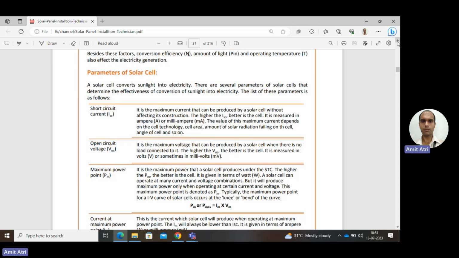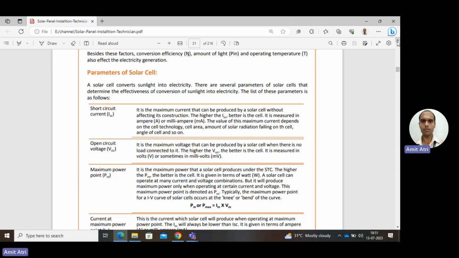A solar cell can operate at many current and voltage combinations, meaning it may not be a fixed voltage and current; there could be different combinations. But it will produce maximum power only when operating at a certain current and voltage. That voltage and current we denote by Im and Vm, the current at maximum power and the voltage at maximum power.